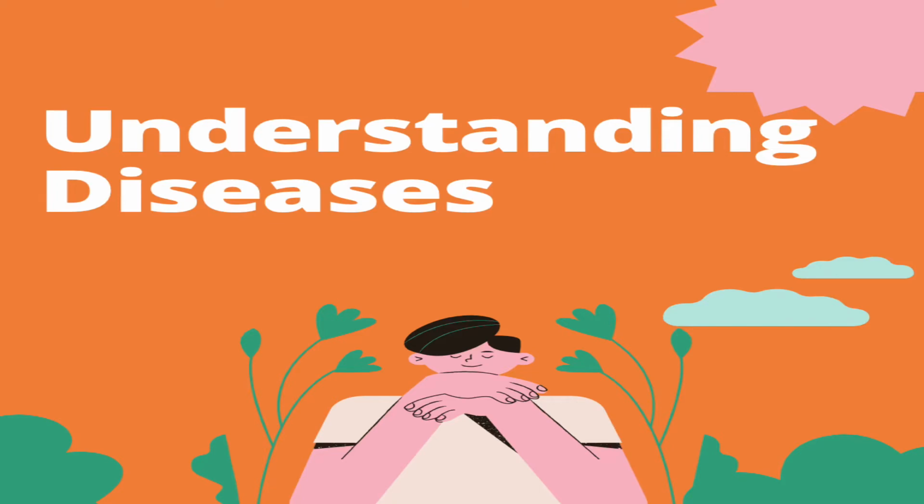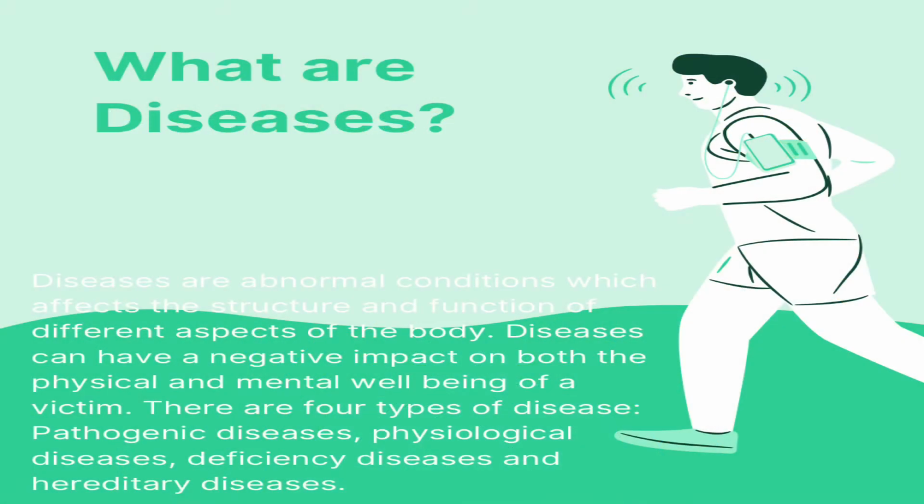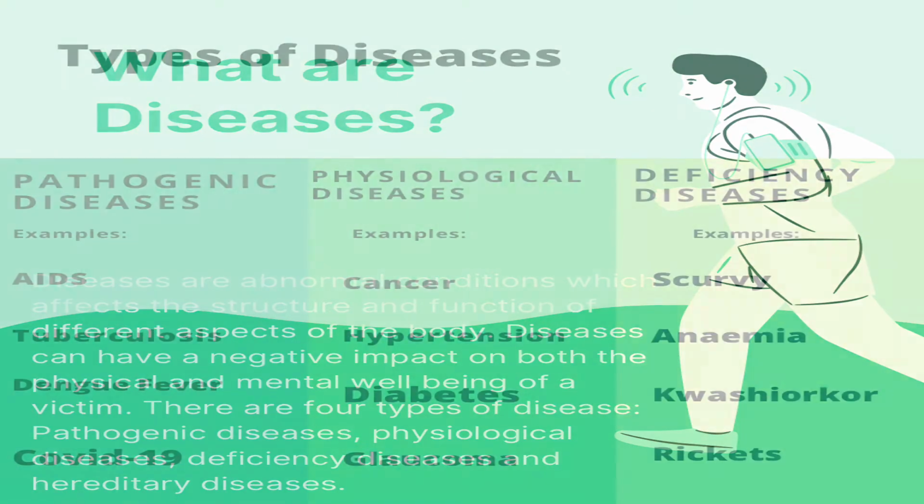Understanding diseases. What are diseases? Diseases are abnormal conditions which affect the structure and function of different aspects of the body. Diseases can have a negative impact on both the physical and mental well-being of a victim. There are 4 types of disease: pathogenic diseases, physiological diseases, deficiency diseases and hereditary diseases.